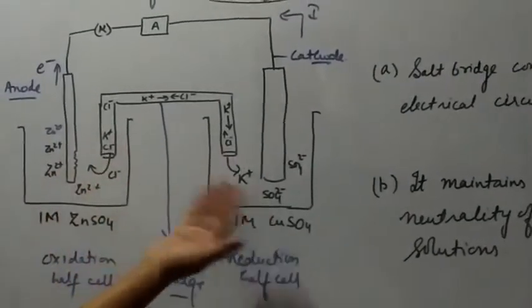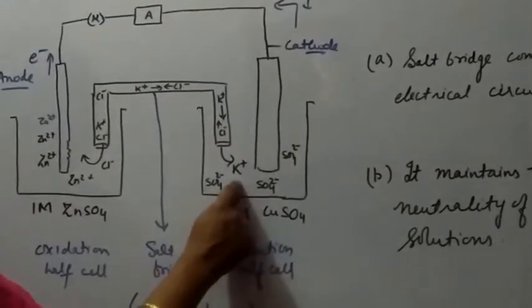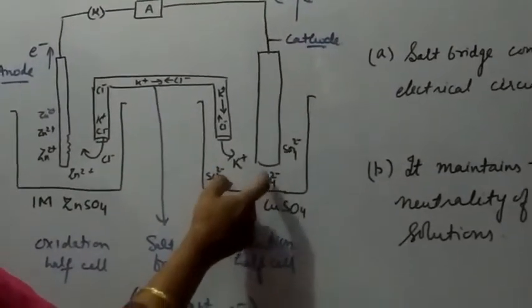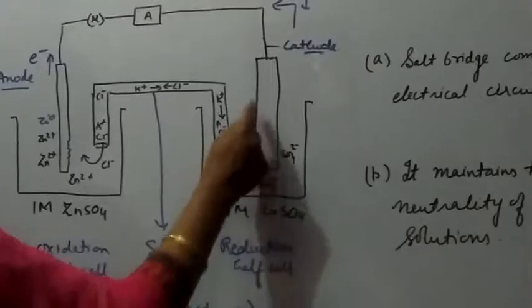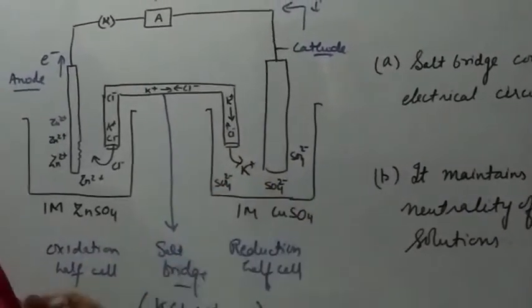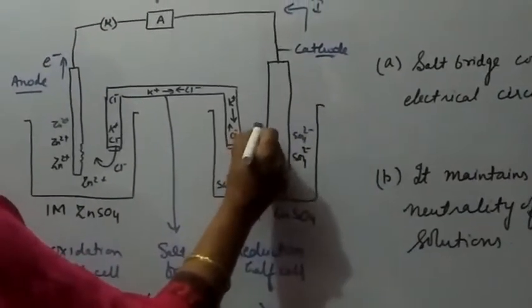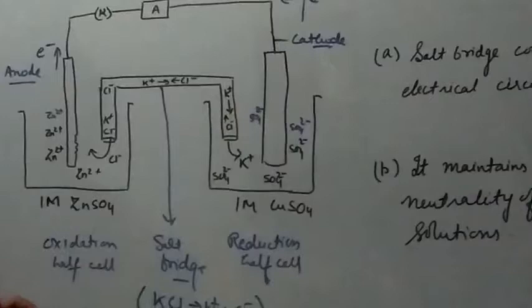Now coming to the cathode side, what will happen here? The copper ions are accepting the electrons, two electrons, and they are accumulating in the electrode. Now what about the sulfate ions? They will remain as they are. So there will be an accumulation of the sulfate ion, that is a negative charge, around the cathode.